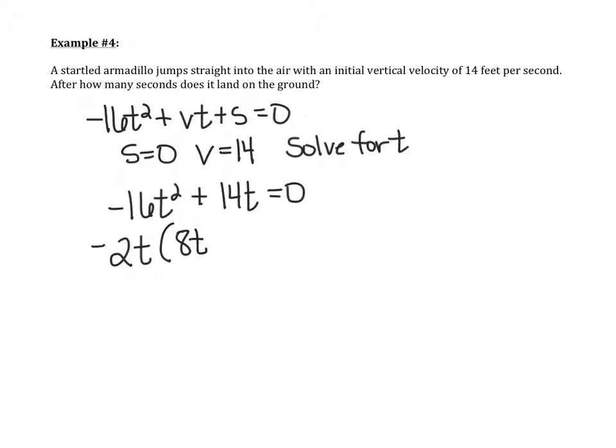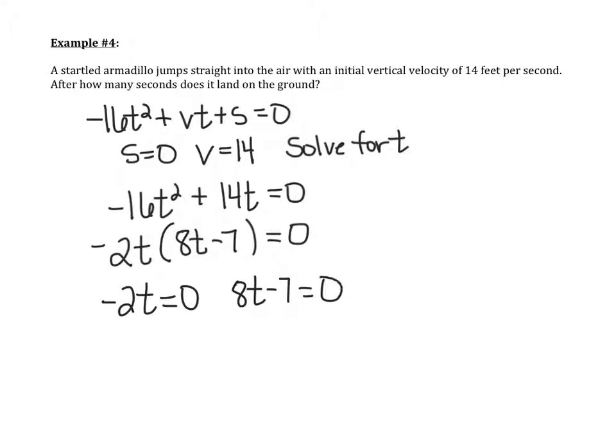And then now I need to figure out what would be left over with the 14t. So negative 2 times what would give me 14? Negative 2 times negative 7 would give me positive 14. I took the t out. I only had 1 t to begin with, so I am done, and I would close the parenthesis. Set it equal to 0. So now that I have it as a zero product, I'm going to take each factor and set them equal to 0. So I would take negative 2t, set it equal to 0, and take the 8t minus 7 and set it equal to 0.